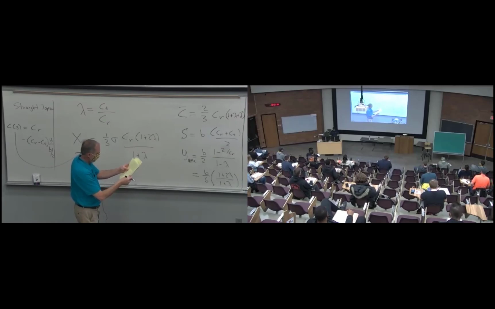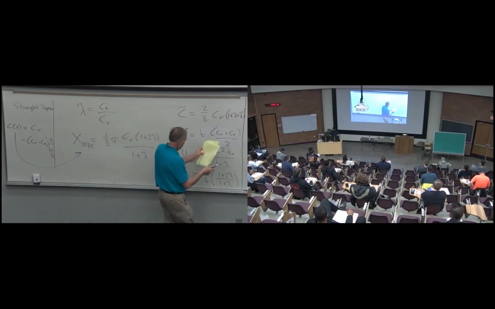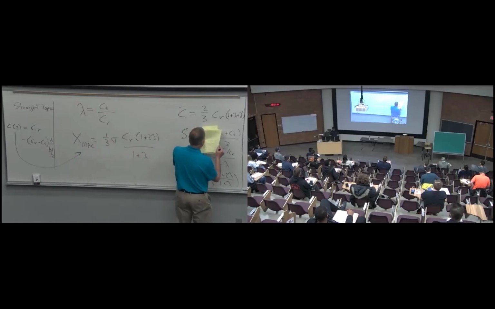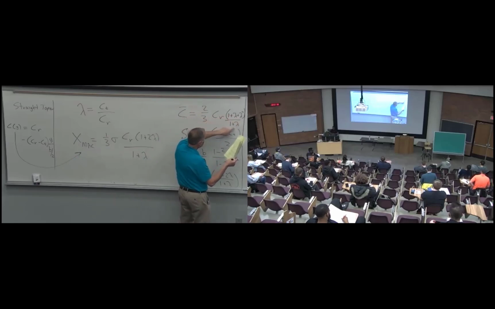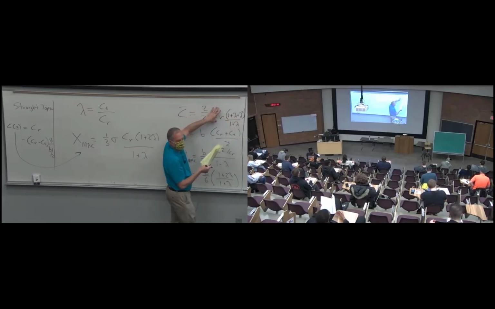Wait a minute, what am I writing? Oh, there's something under here, right? Did I write that before? Did I botch that up? It's 2/3 CR times (1 plus lambda squared over 1 plus lambda). This is all multiplied.